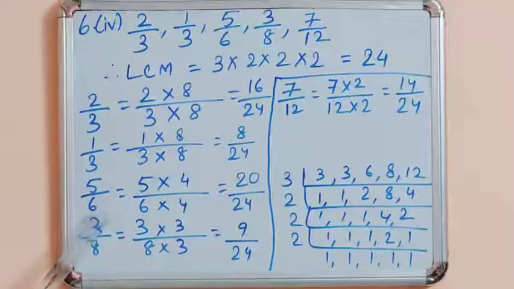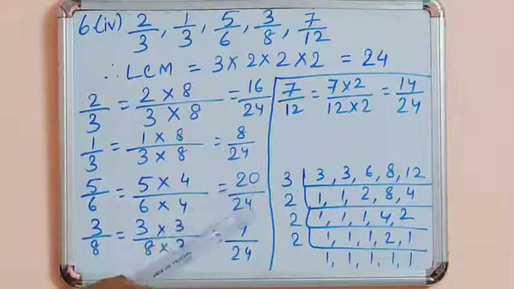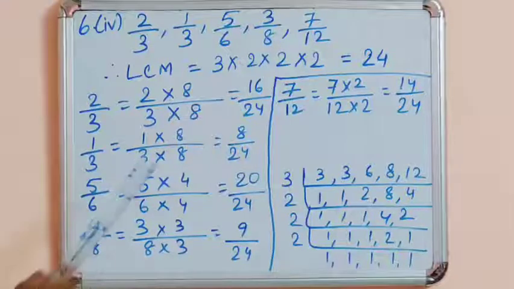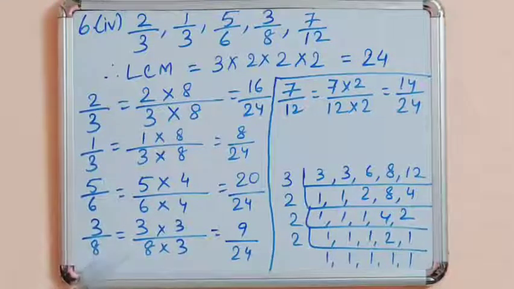Now 5 by 6. So 24 divided by 6 is 4. So 5 into 4 by 6 into 4. This is equal to 20 by 24. Now 3 by 8. So again 24 divided by 8 is 3. So 3 into 3 by 8 into 3. So this is equal to 9 by 24.